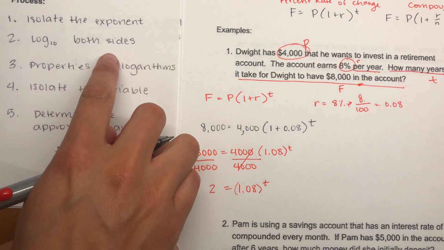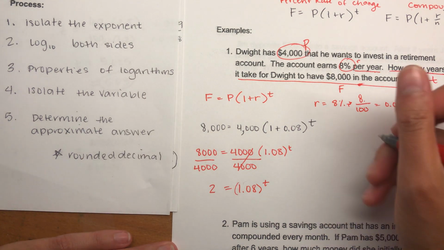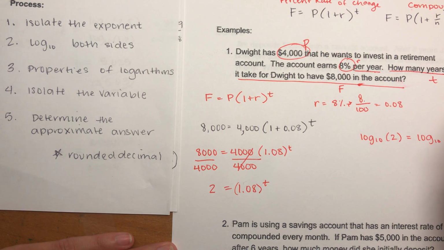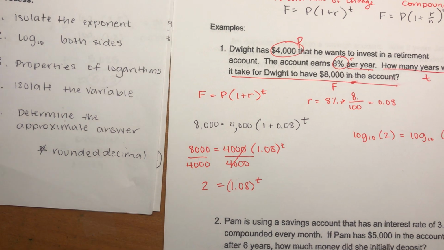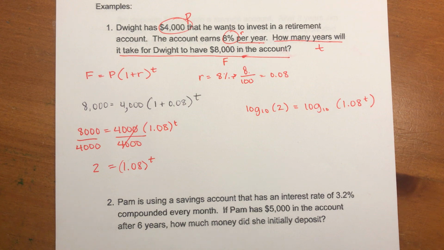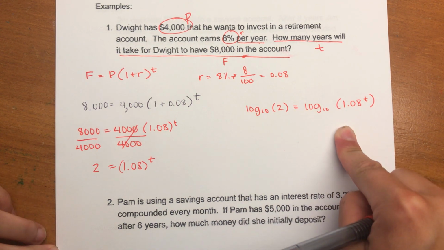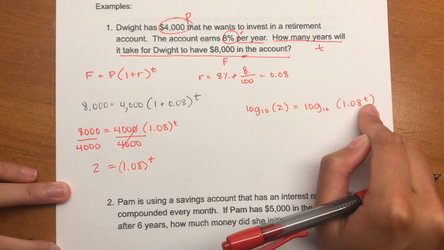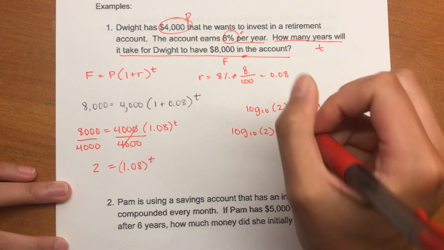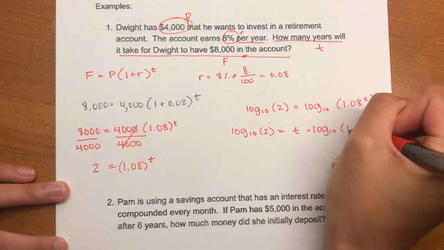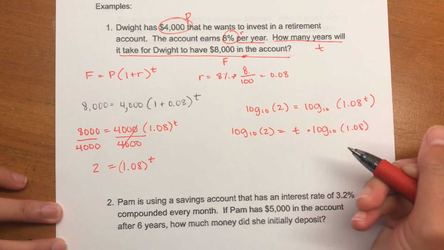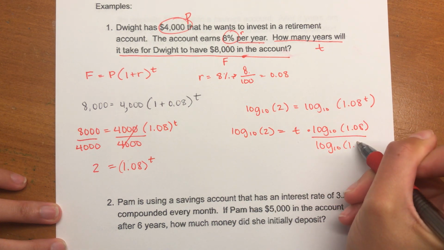Now that I've isolated the exponent, I want to take the common logarithm of both sides. So I'll have the logarithm base 10 of 2 equals the logarithm base 10 of 1.08 to the t. I'm going to put my steps off to the side because you should have those written down somewhere. Now that I've taken the logarithm of both sides, I'm going to use my properties of logarithms. I know that log base 10 of 2 will equal, sliding the exponent to the front, t times the log base 10 of 1.08. Then I want to isolate my variable. To get t by itself, I'm going to divide both sides by the log base 10 of 1.08.